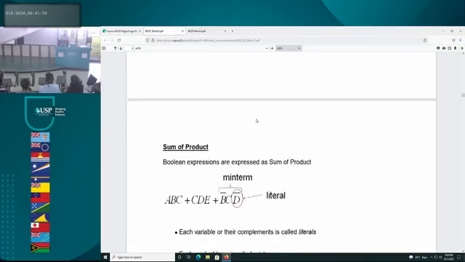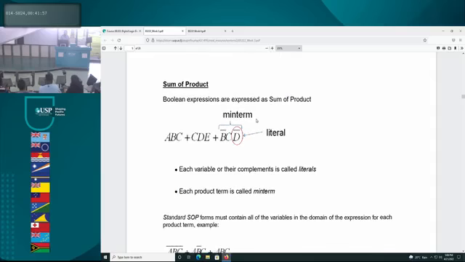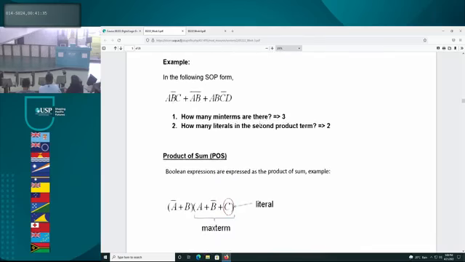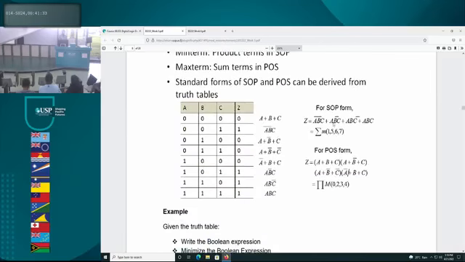So sum of products can be described in 2 ways. One way is to write it out algebraically, like that, in Boolean algebra format. Another way to write a sum of products is in this form. Let me show you. This form. How can I do marquee zoom over here? I can't.